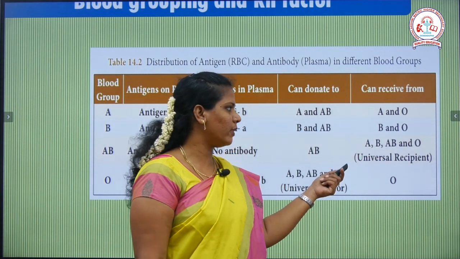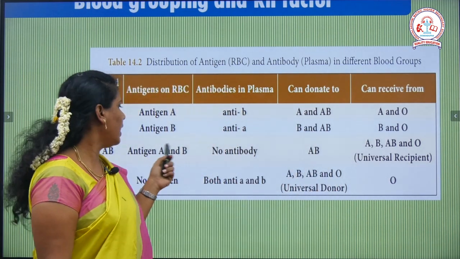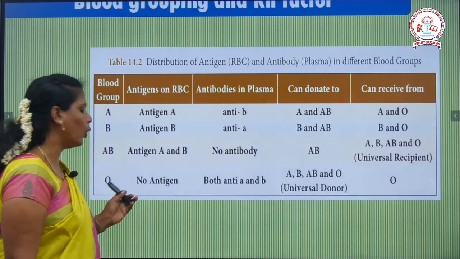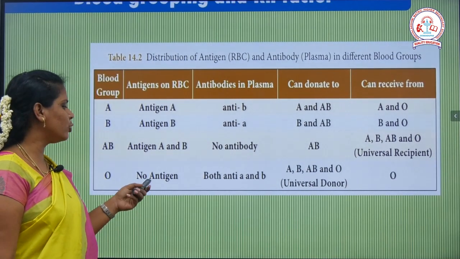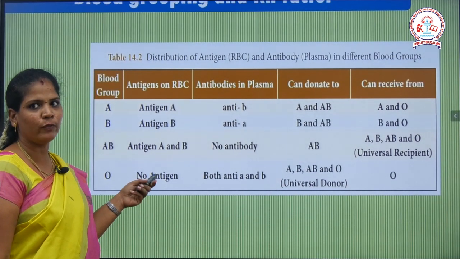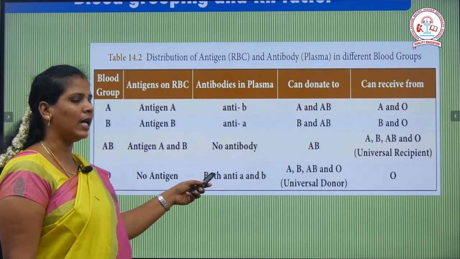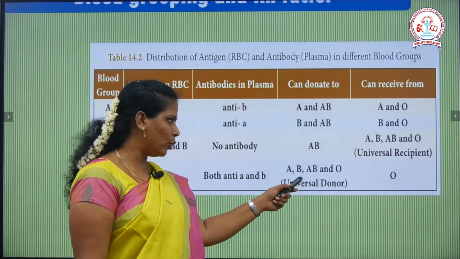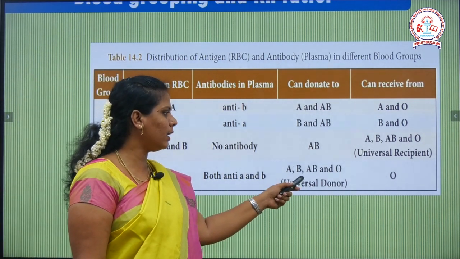Here, sorry, this is blood group B. So the antigen present over here is B. The RBCs contain antigen B and the antibody here is anti-A, which is against A. Then they can donate blood to the B and AB blood groups.